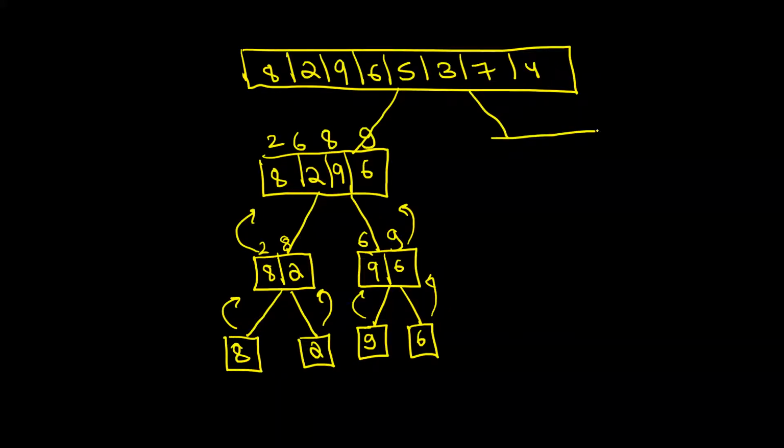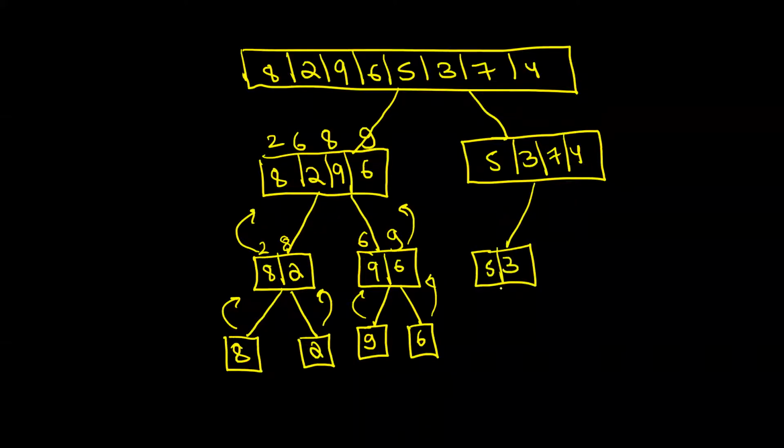Now you will call for the right part. Can you sort the right part, which consists of 5, 3, 7, 4. Okay, big problem, break it up. Can you sort the left part? 5, 3, big problem, break it up. Can you sort the left part? Single element, done. Can you sort the right part? Single element, done. Perform a merging. So this part will get sorted. Okay, left part sorted. Can you please go and sort the right part now?